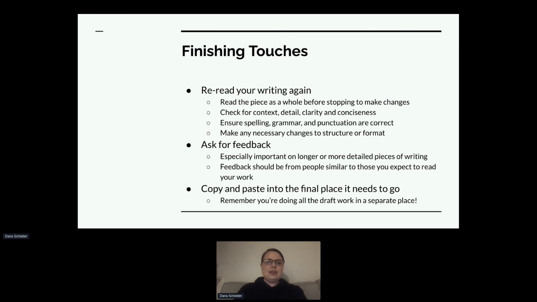And yeah, you want to check for context, detail, clarity, and conciseness, like I mentioned earlier. This is the time when you'll make changes to correct spelling, grammar, and punctuation, as well as any changes to structure or format to make it more readable or easier to follow.